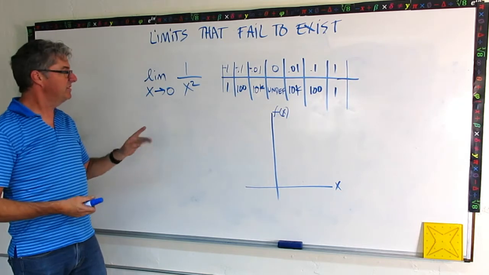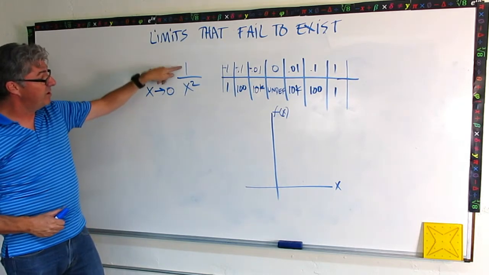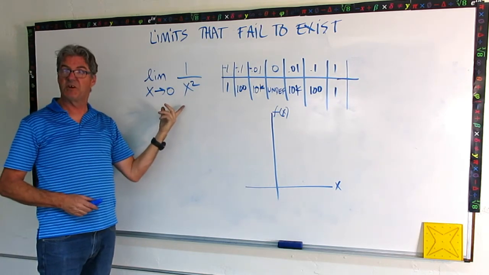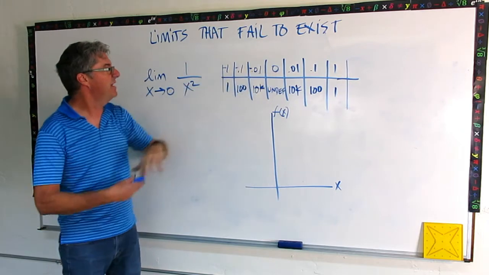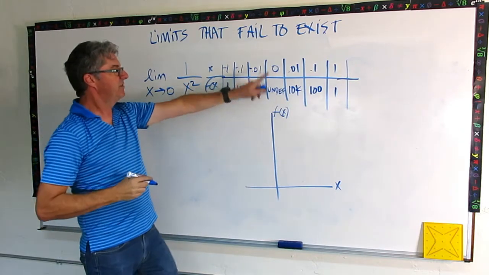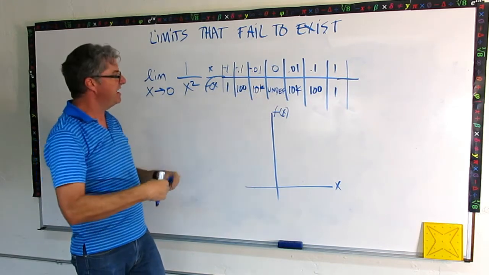Here's an interesting function. Same problem though, right? As x approaches 0, we're looking for the limit of 1 over x squared. We can't plug 0 in because we end up with division by 0. And I noted that on my table. Here's my x, 0, and I've got undefined for that. So let's approach 0 from each side and take a look.